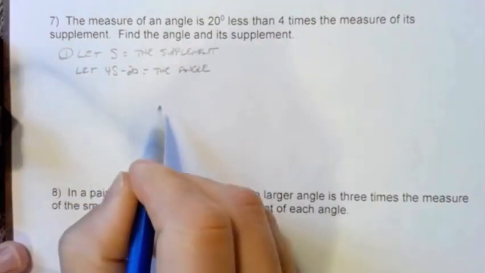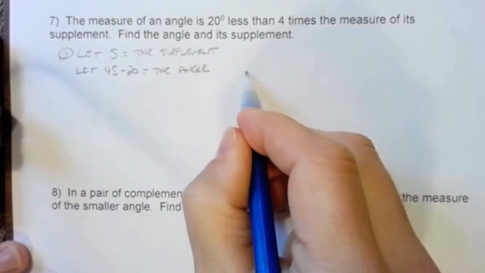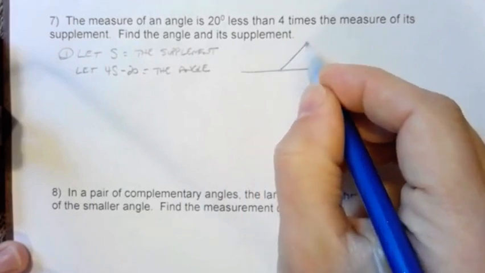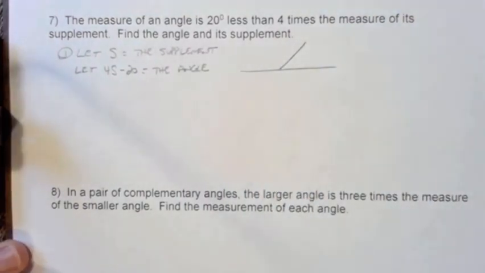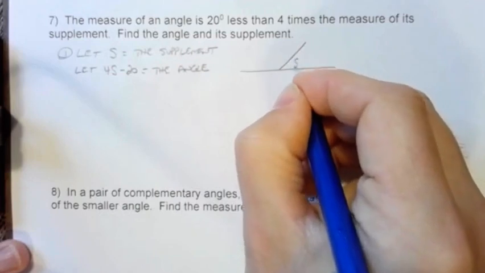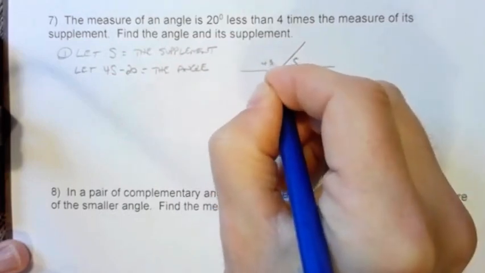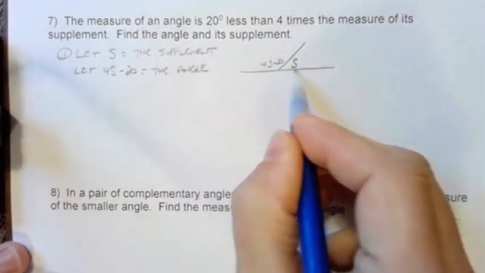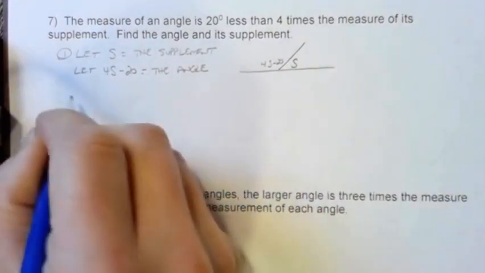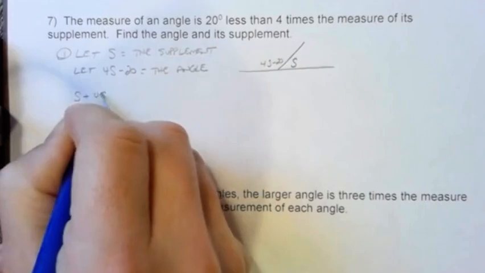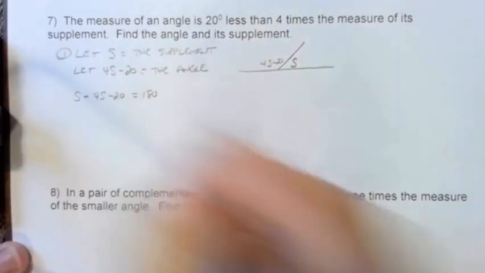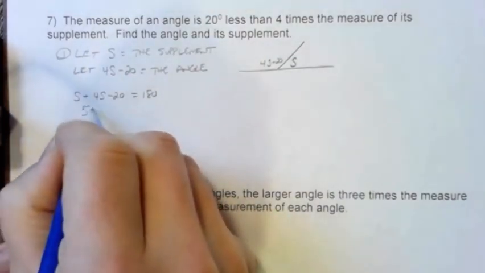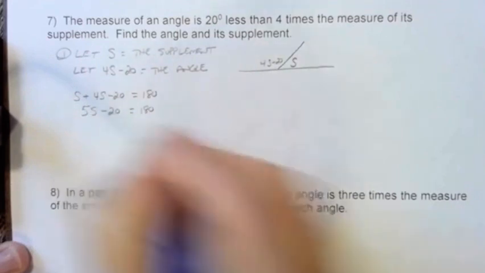Let's again draw a picture so that we can visualize what this looks like. Supplementary angles are two angles that will form a linear pair if they are adjacent to each other. One of my angles, my supplement, I'm going to call S, and the other one I've called 4S minus 20. Together, these angles will add up to 180 degrees because they form a straight line, a straight angle. So the angle S plus the angle 4S minus 20 adds up to 180. I'm going to simplify S with 4S to make 5S minus 20 equals 180.